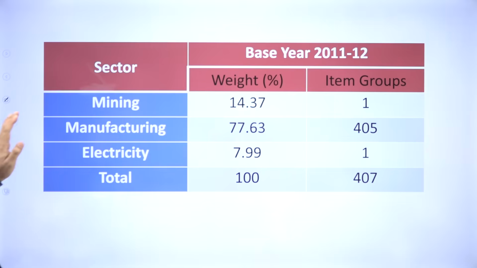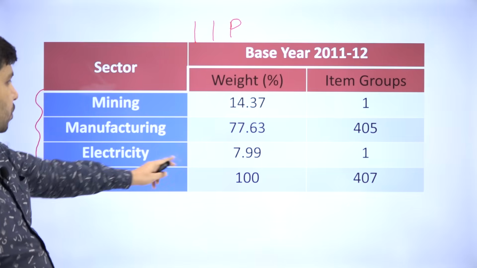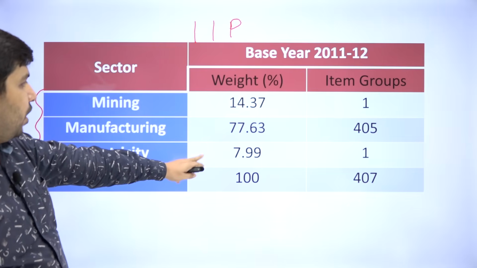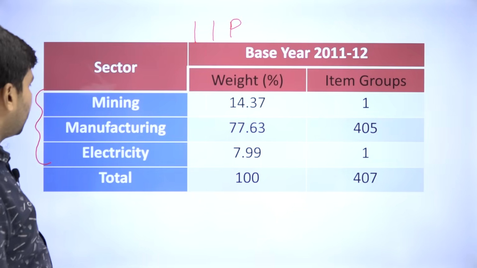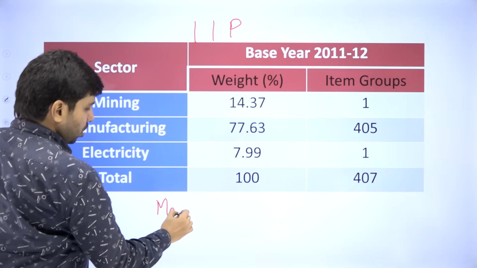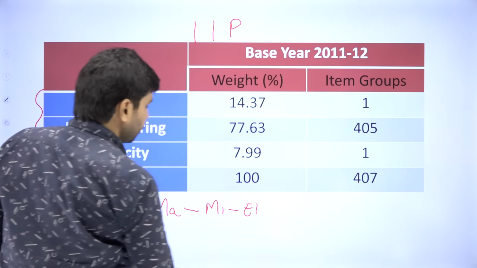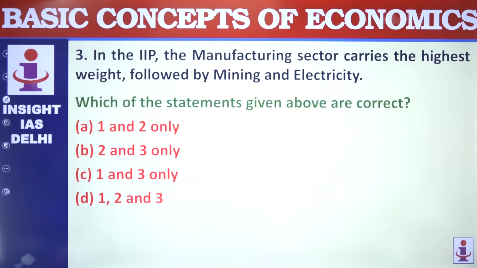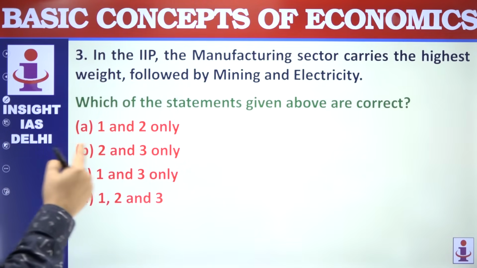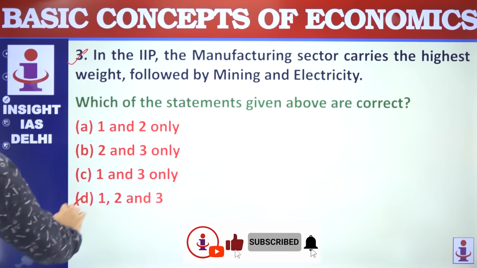Again, this is regarding index of industrial production: mining, manufacturing and electricity. These are the three sectors included in IIP. Their corresponding weight is this. So manufacturing has the largest weight, then mining, then electricity. In the IIP, the manufacturing sector carries the highest weight, followed by mining and electricity. So this statement is correct. All the three are correct.